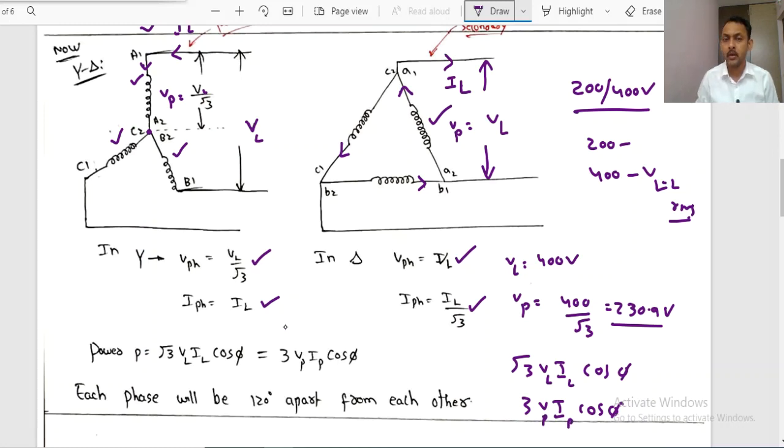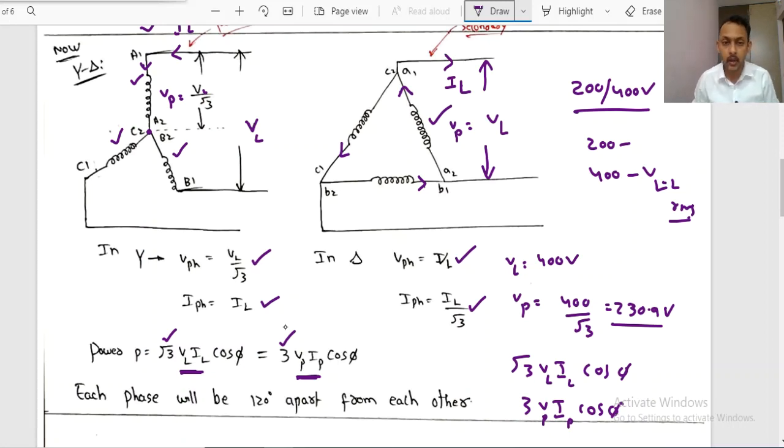Very very important. So dear students, if you are using root 3, keep in mind, the voltage and current values are line values. If you are using 3 times VI cos phi, then this voltage and current must be phase values. 3 times V phase I phase cos phi or root 3 VL IL cos phi. Both are correct, right?